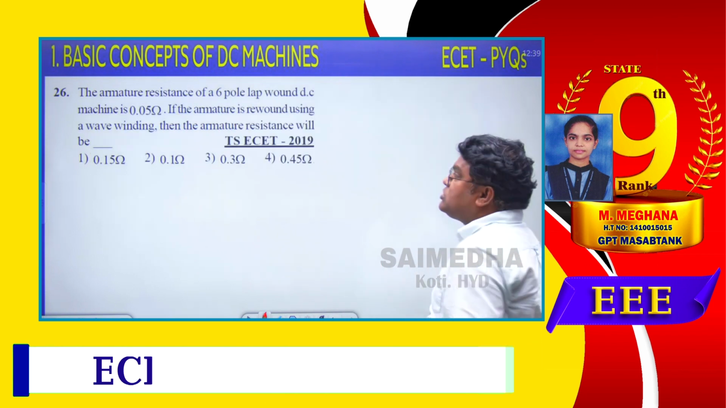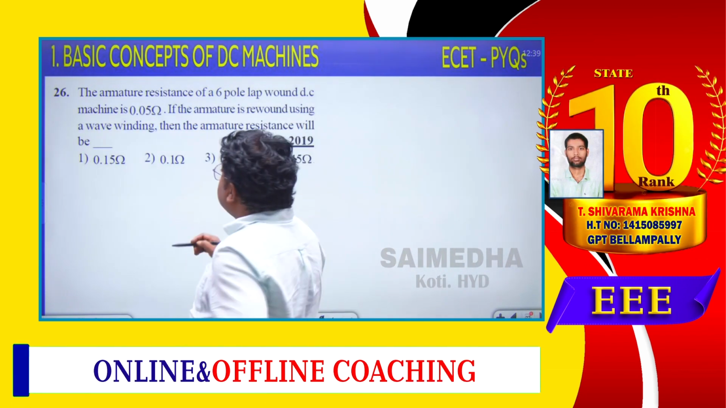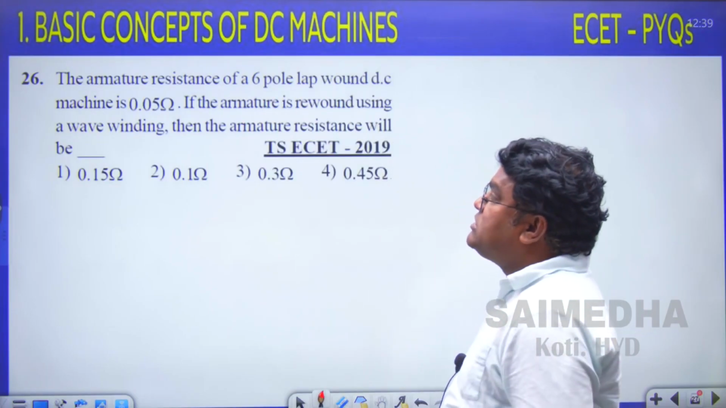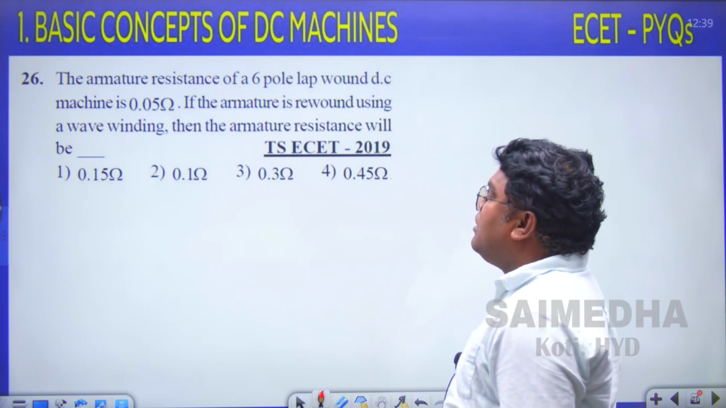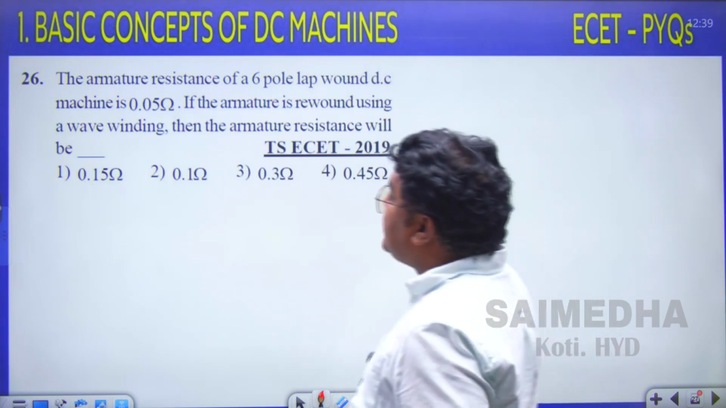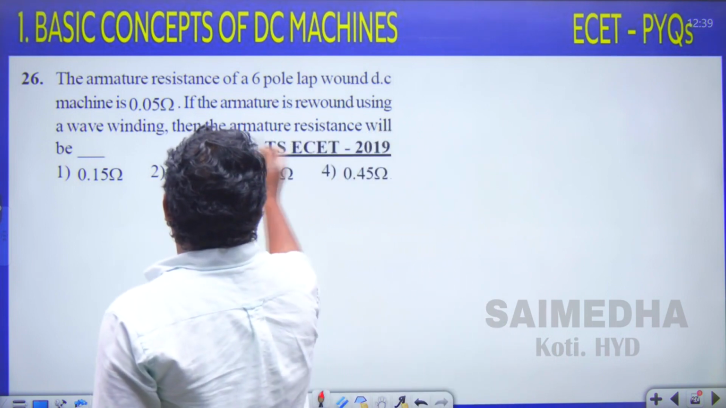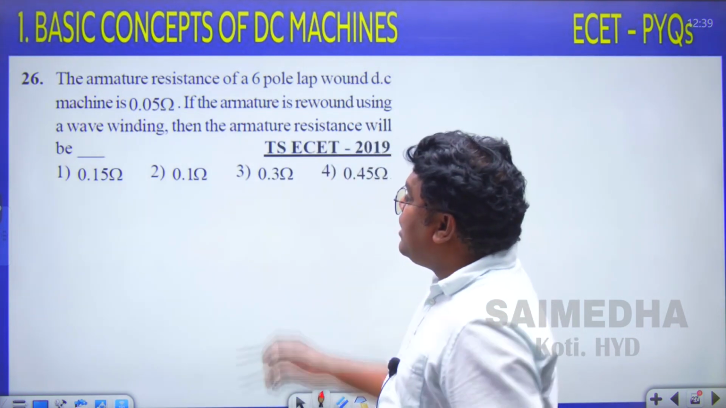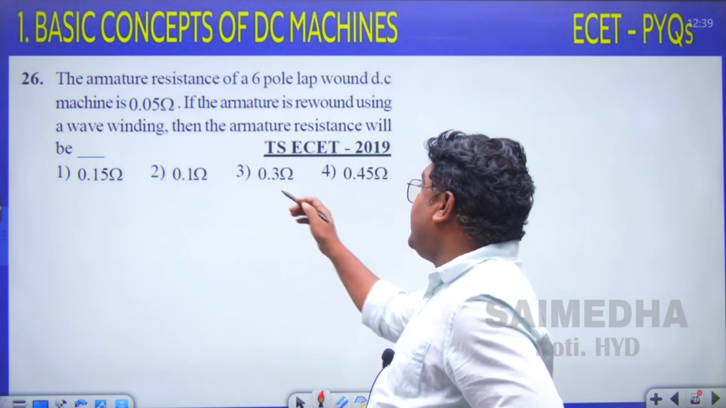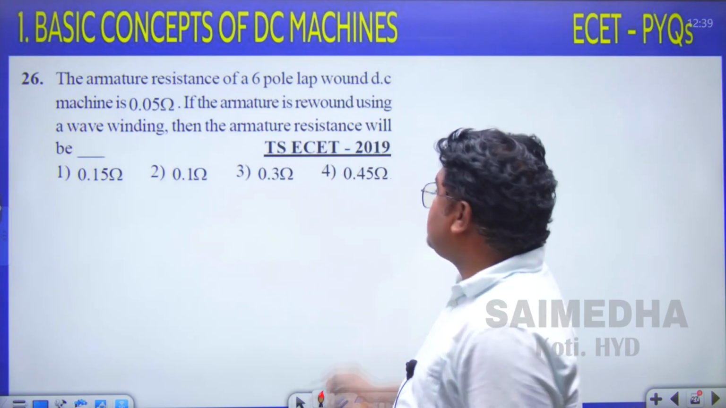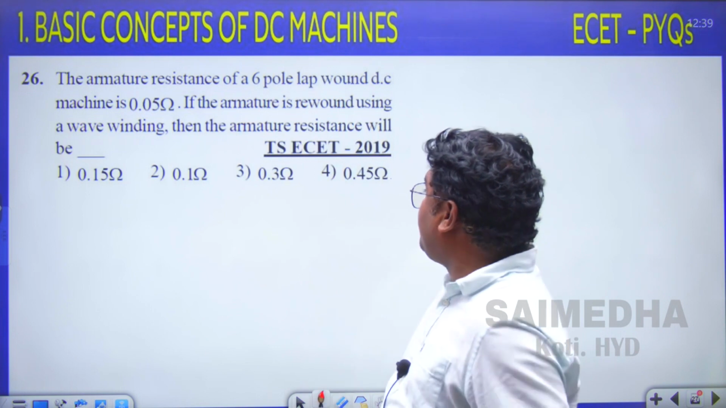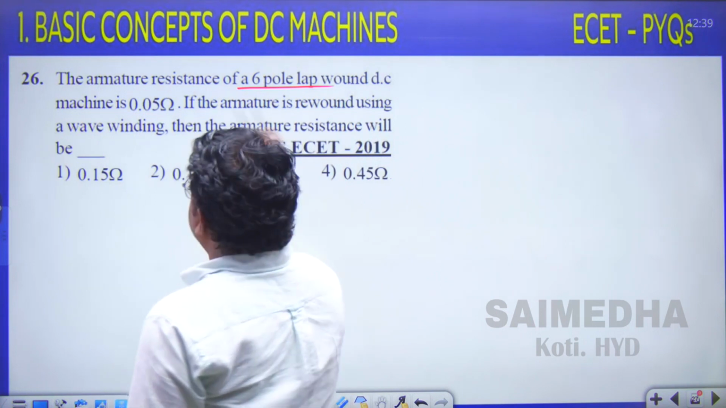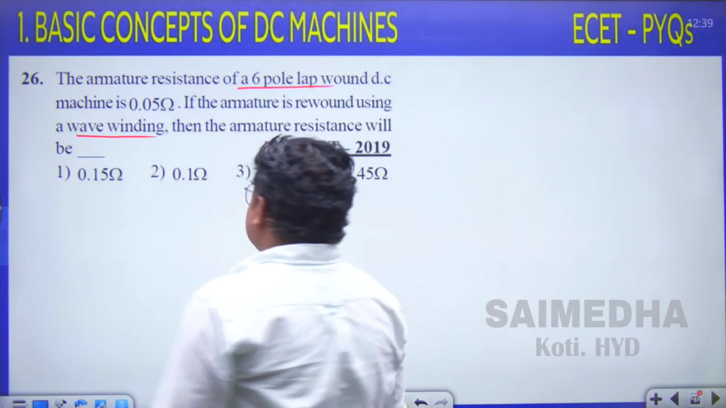And next one, question number 26. The armature resistance of the 6-pole lap wound DC machine is 0.05 ohms. If the armature is rewound using a wave winding, then the armature resistance will be: option 1, 0.15 ohms; option 2, 0.1 ohms; option 3, 0.3 ohms; and option 4, 0.45 ohms. Here it is mentioned that it is a 6-pole lap wound machine rewound as a wave winding. So what is the armature resistance here?